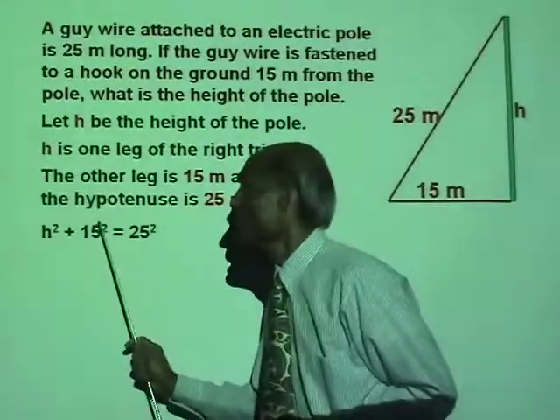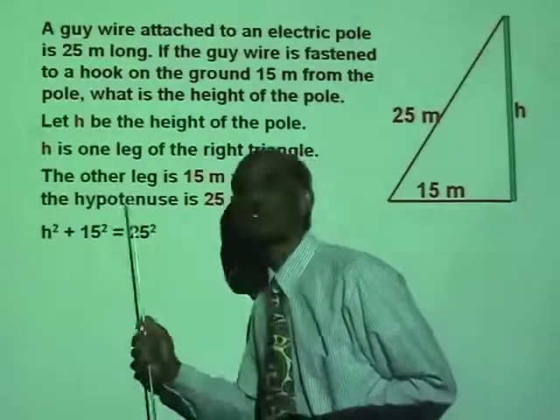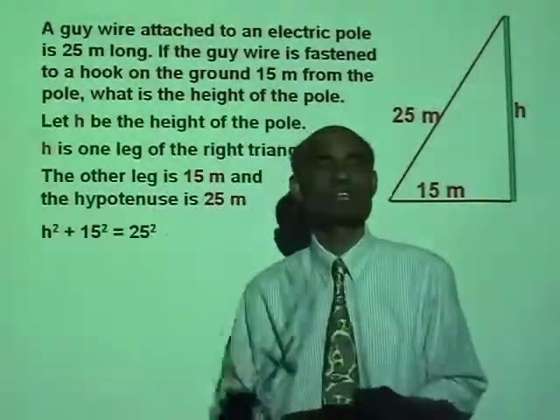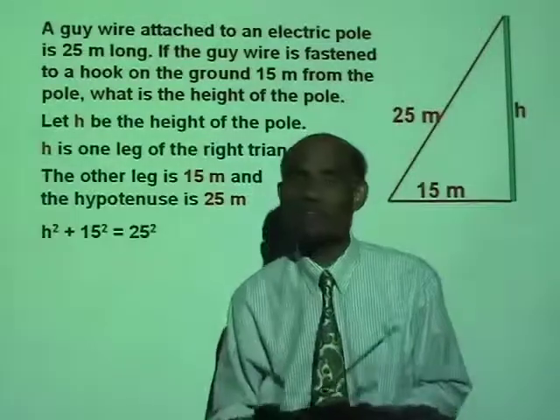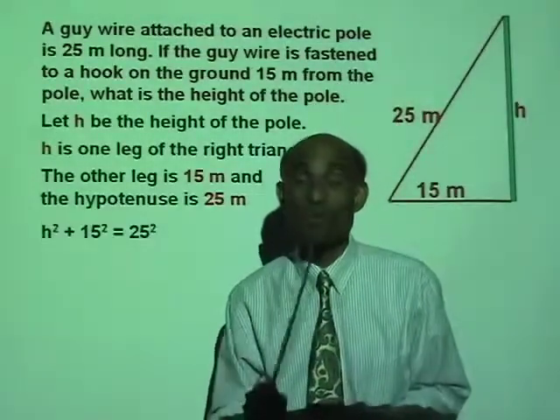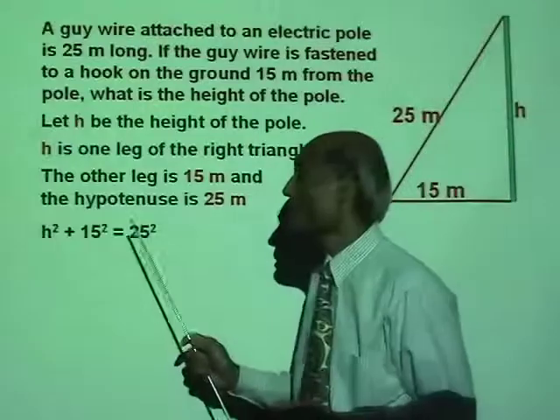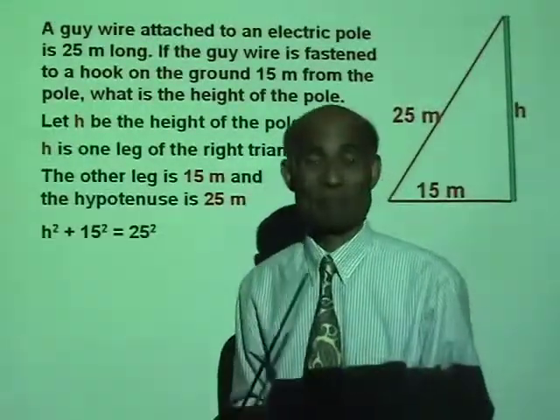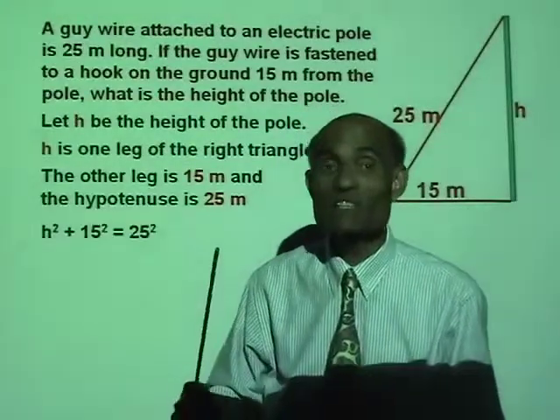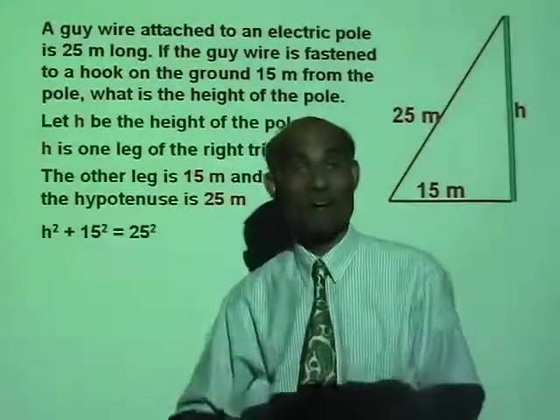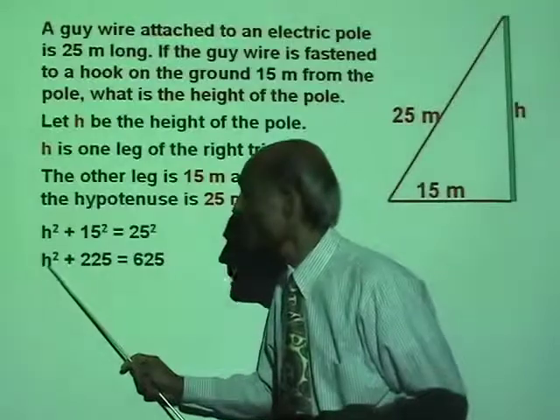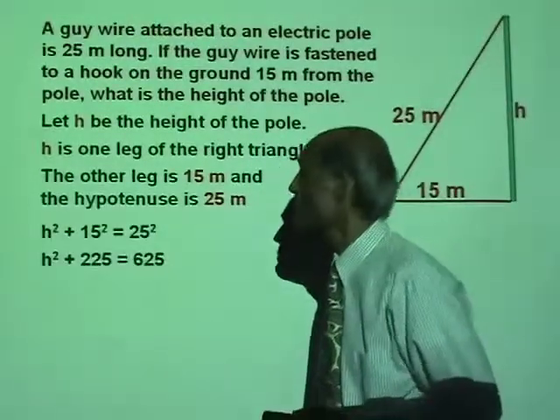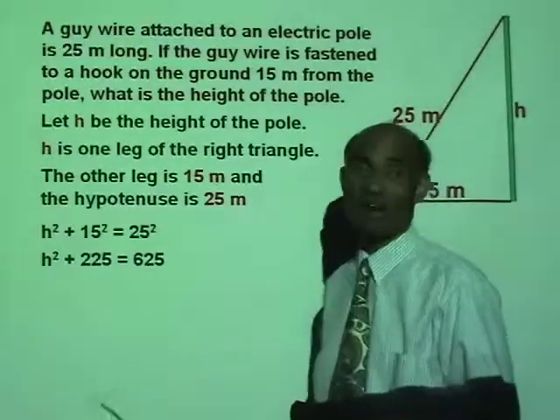Alright, can you tell me, what is 15 squared? 15 times 15. I gave you that number some time ago. It is 225. What is 25 squared? 25 squared is 625. So I have H squared plus 225 equal to 625.